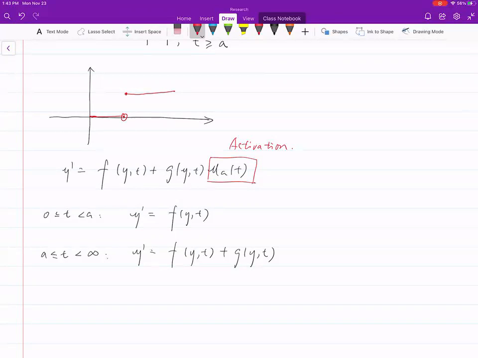From here, you can see that at first you have a differential equation, but after a certain time, it changes to a whole different differential equation. Part of it will be the same as before, but part of it will be added on top of that. That is captured by this Heaviside function to tell you, okay, starting from time a, I'm going to start a second kind of dynamics. Sounds good? All right.